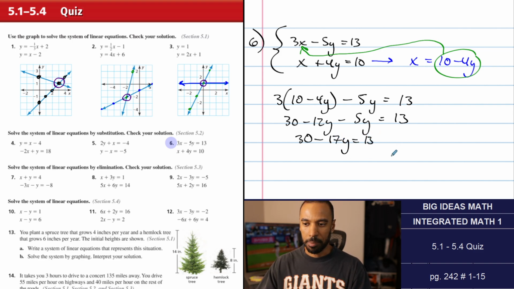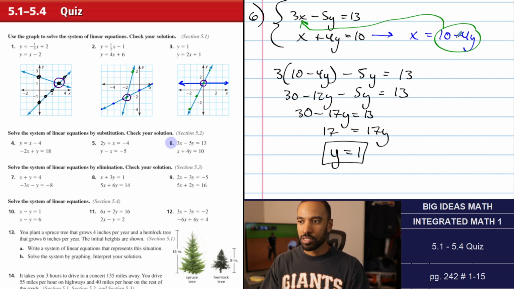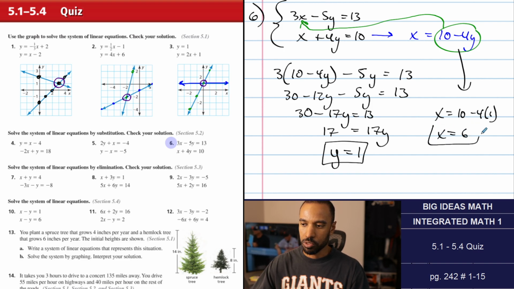Let's go a faster route. I'm going to add 17y to both sides and subtract 13 from both sides. You get 17 there. Divide both sides by 17. We get y equals 1. x is solved by substituting y, 10 minus 4 times 1. 10 minus 4 is 6. x equals 6. And ordered pair, never forget that.